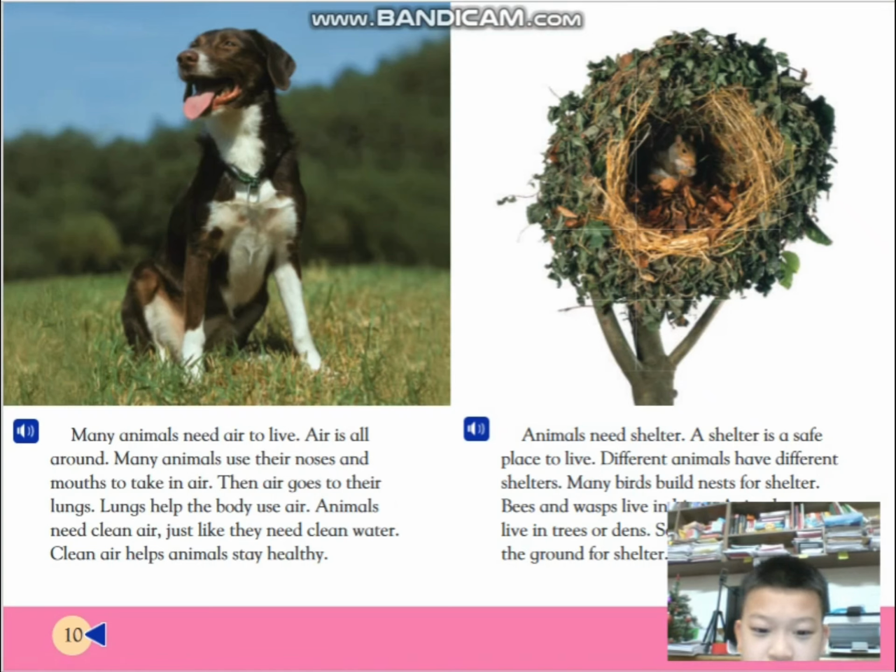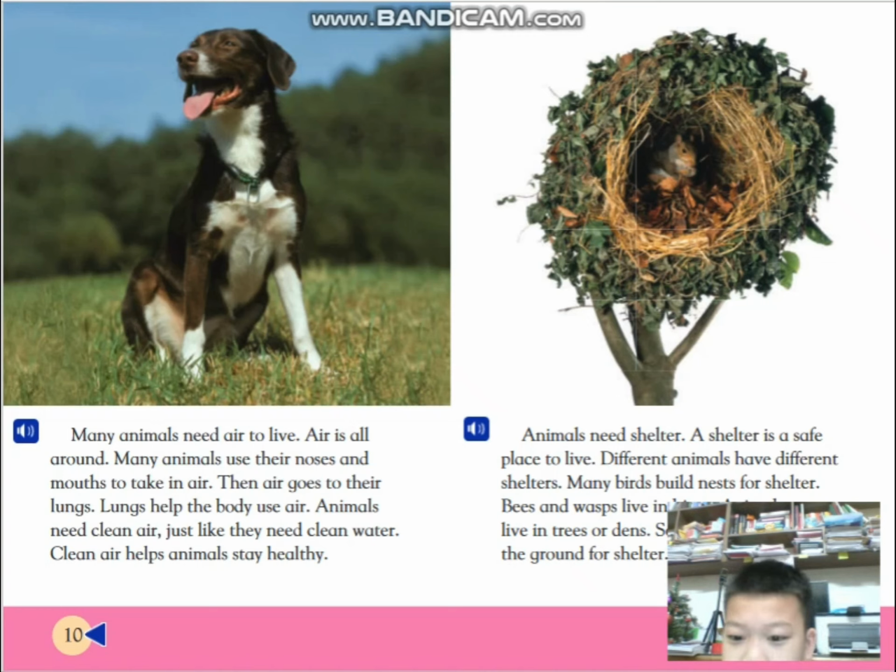And animals also need air to live. Air is all around. Many animals use their nose and mouth to take in air. Then air goes to the lungs. Lungs help the body use air. Animals need clean air just like they need clean water. Clean air helps animals stay healthy.